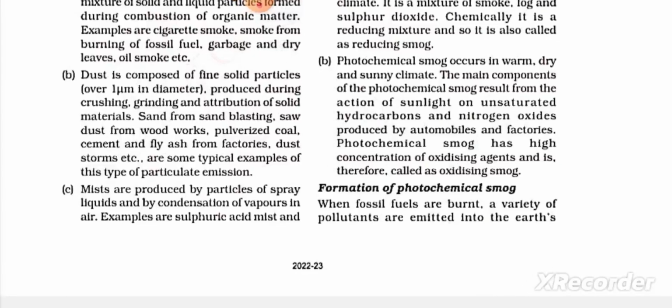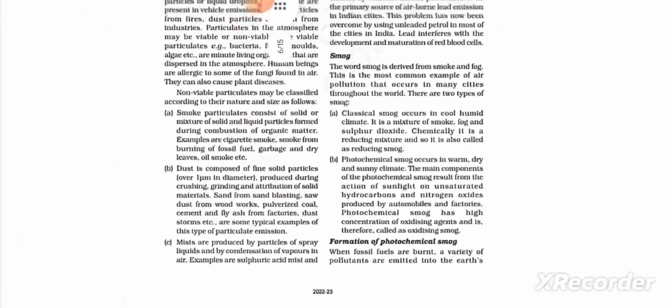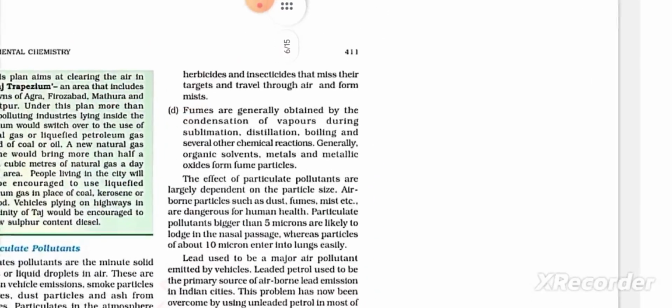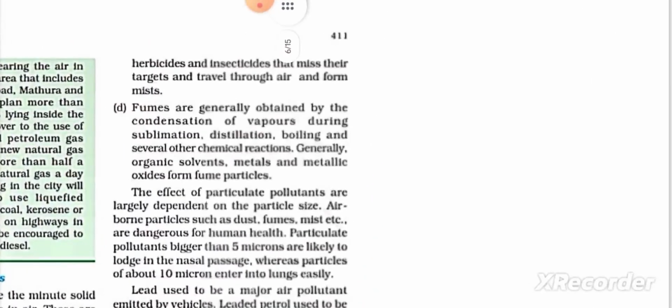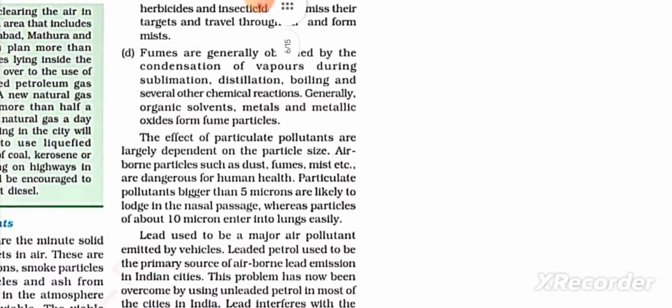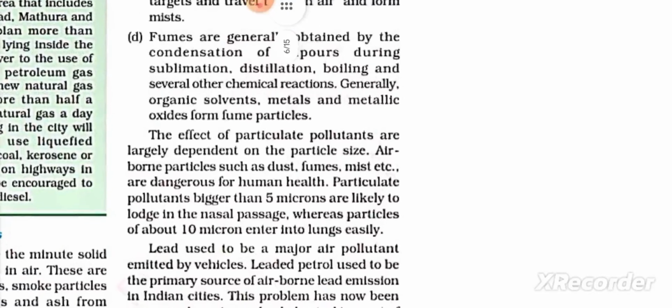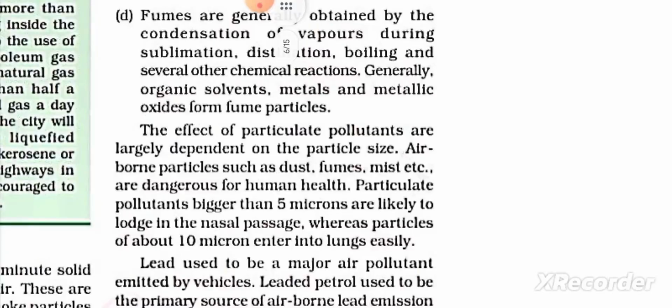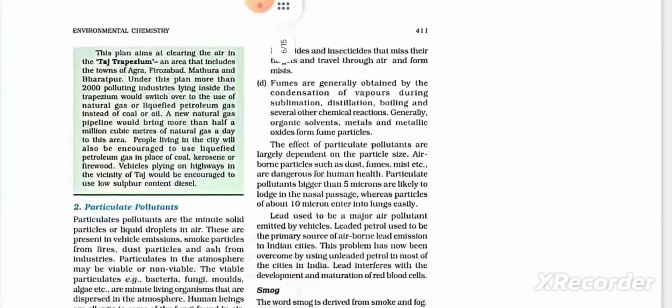C. Mists are produced by the particles of spray liquids and by the condensation of vapors in air. Examples are sulfuric acid mist, and herbicides and insecticides that miss their targets and travel through air as a mist. D. Fumes are generally obtained by the condensation of vapor during sublimation, distillation, boiling, and several other chemical reactions, generally of organic solvents, metals, and metallic oxides, to form a fume particle.